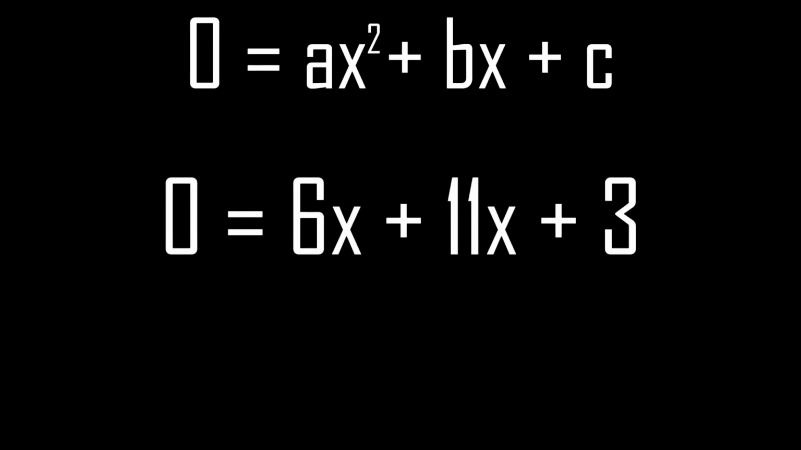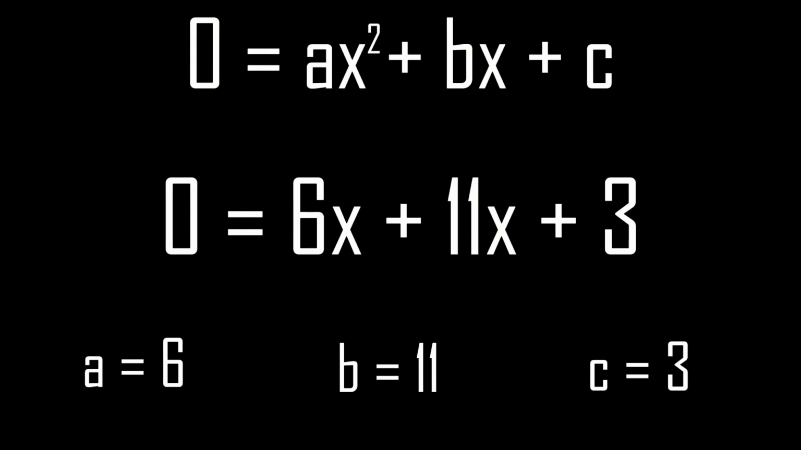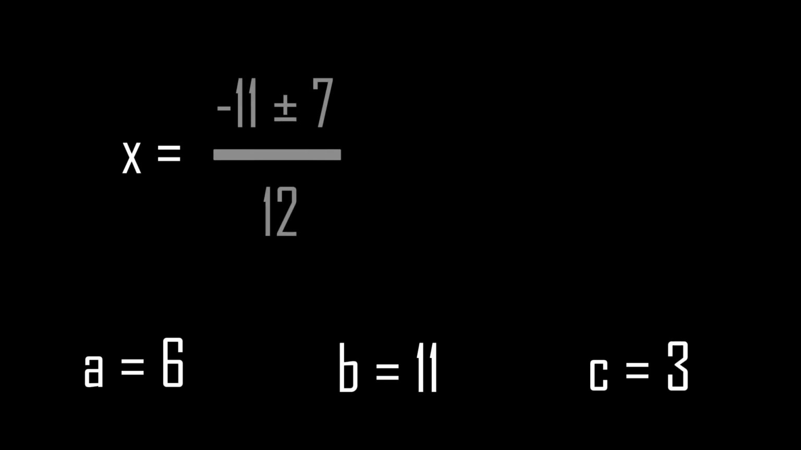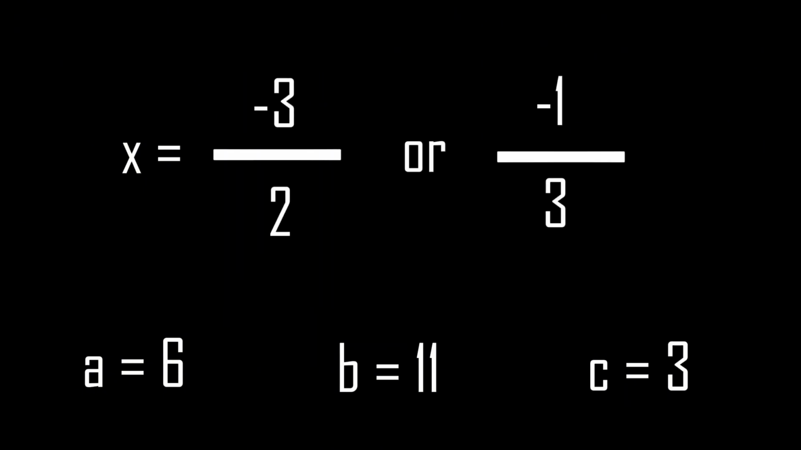Let's use the previous example and solve the x-intercepts. The previous equation had 6 as a, 11 as b, and 3 as c. If we replace all the variables in the quadratic formula, we get negative 11 plus or minus the square root of 11 squared minus 4 times 6 times 3 over 2 times 6, which is equal to negative 11 plus or minus 7 over 12, which is equal to negative 3 over 2, or negative 1 over 3. If we compare our answers before, we can see that we got the same answer.